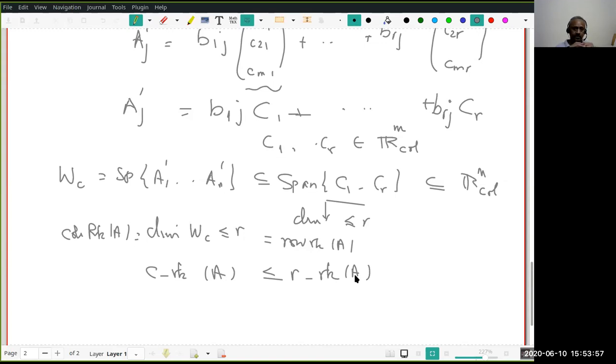But what is our aim? Our aim is to show these two ranks are equal. That means what should I prove? I should prove the row rank of A is less than or equal to the column rank of A. Right? I have to prove this object is less than or equal to this object. That's where our knowledge about matrix theory comes to help.